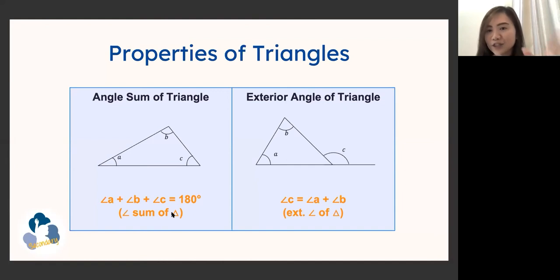Like if your teacher doesn't allow you to use this, then you write out in full triangle A plus B equal to C, because C is an exterior angle of this triangle. We say that the property is called exterior angle of triangle. So the exterior angle is equal to the sum of interior opposite angles. C equal to A plus B.